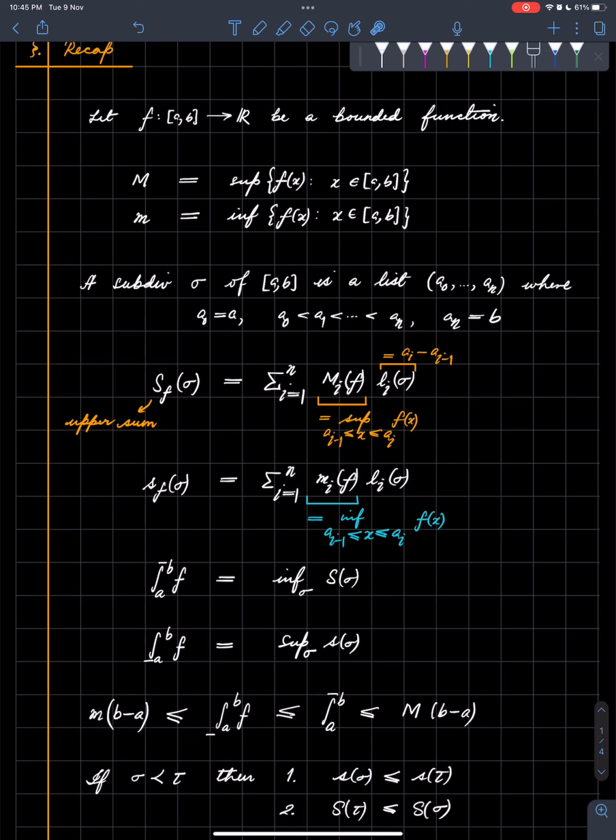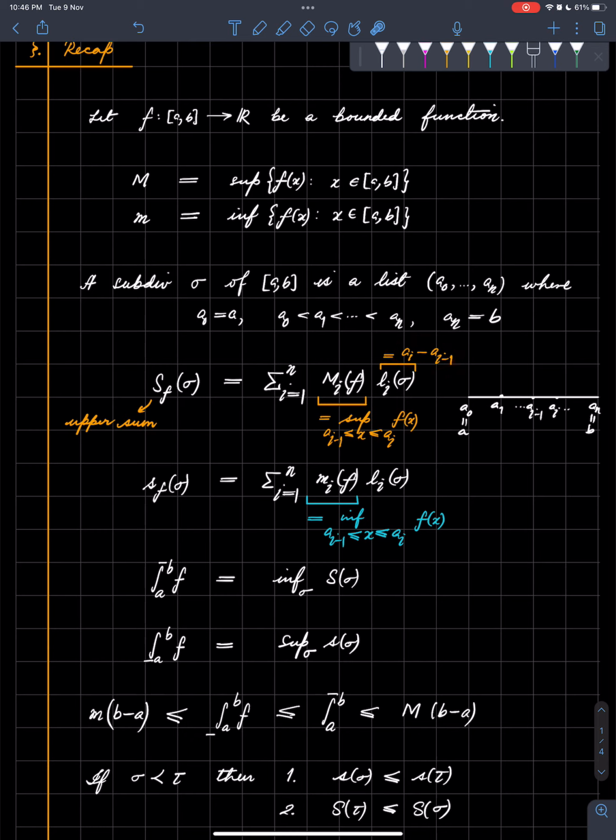If our subdivision is depicted, let's say this is a naught equals a and this is an which is equal to b, a1, dot dot, ai minus 1, ai, and so on. This is the ith part of the subdivision, and the supremum of f over the ith part is written this way. The length of the ith part is written that way, basically this point minus that point.